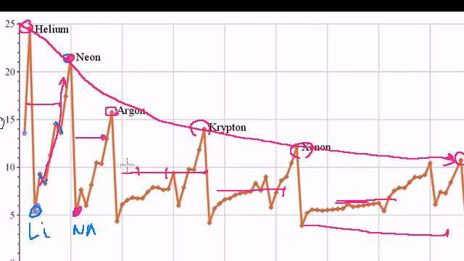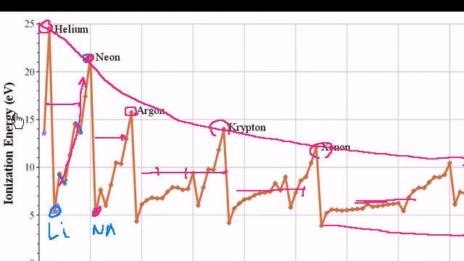Anyway, I think that's it for ionization energy. I'll continue this in another video. We'll talk about metallic character and electronegativity.